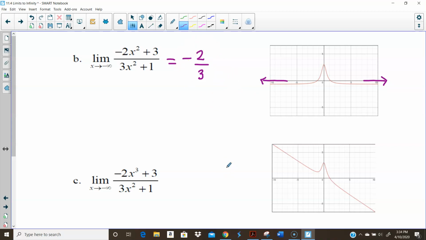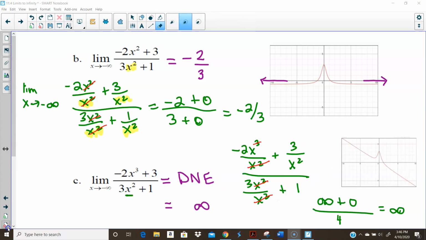Looking at C, you can see that this is top heavy. And so if I were not looking at the graph and I wanted to use the horizontal asymptote, there is not a horizontal asymptote for top heavy. So the limit does not exist.